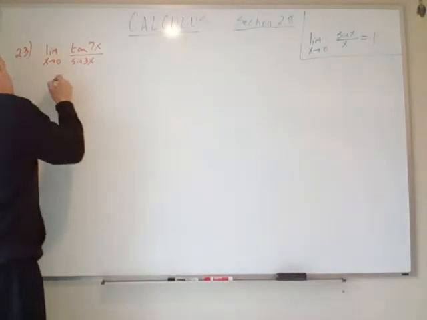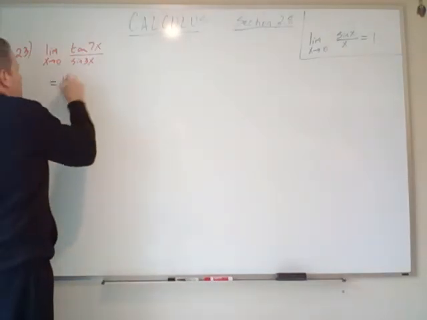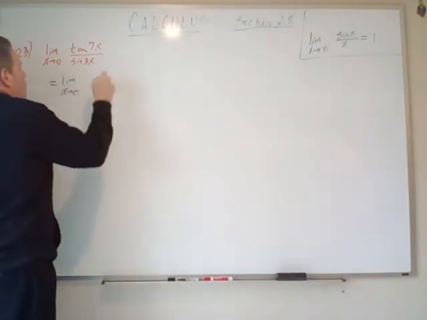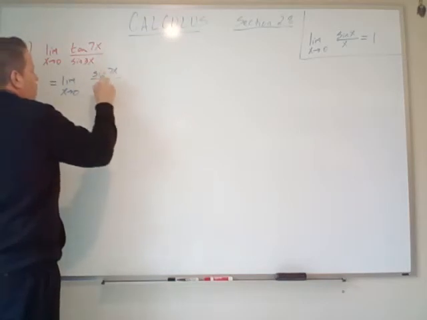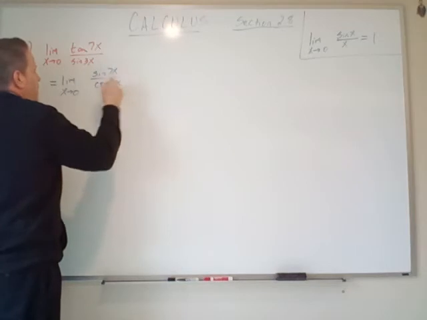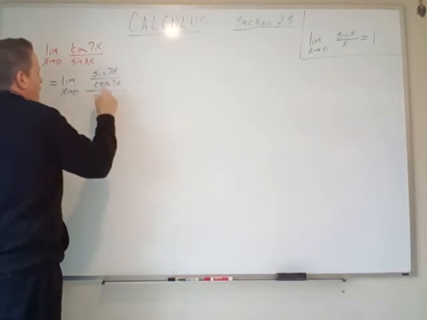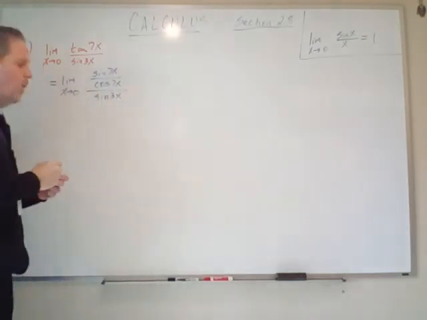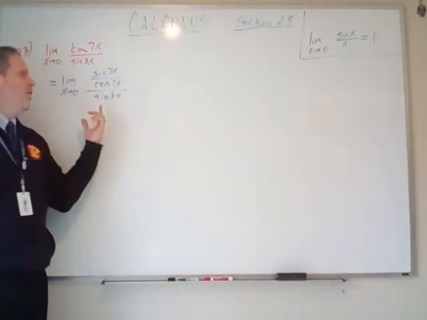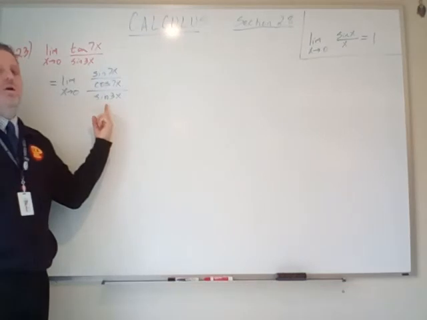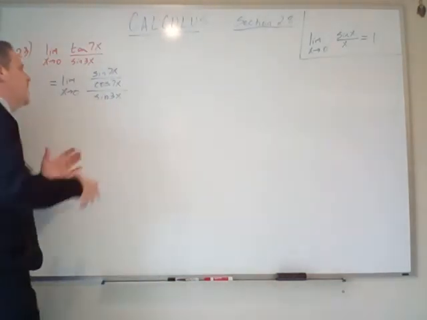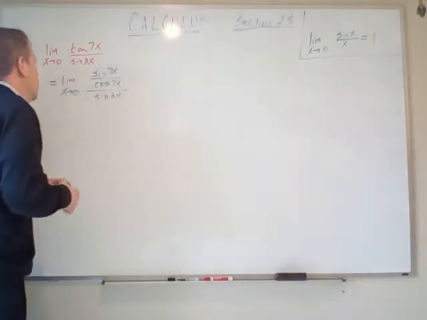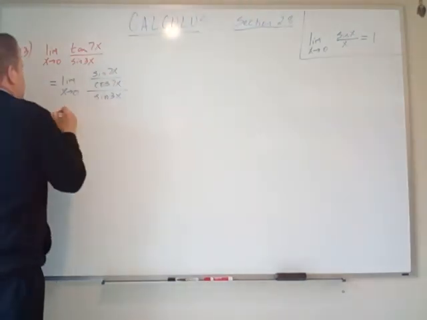That means that we have then the limit as x approaches 0 of the sine of 7x over the cosine of 7x divided by the sine of 3x. Okay, so at 0, the sine is 0, but the cosine of 0 is 1. Okay, so we're dealing with all real numbers here. We can do some algebra manipulation.